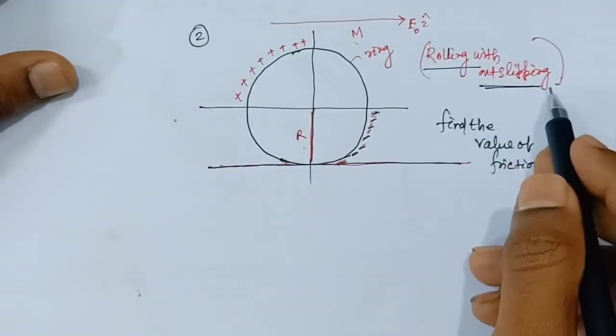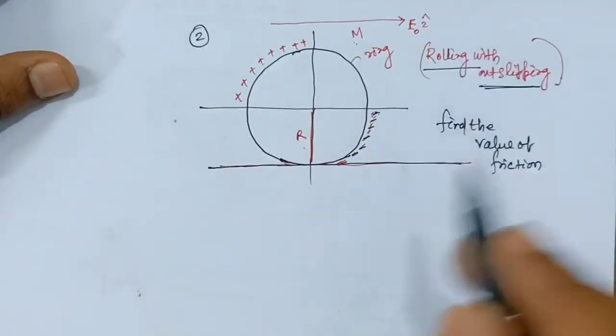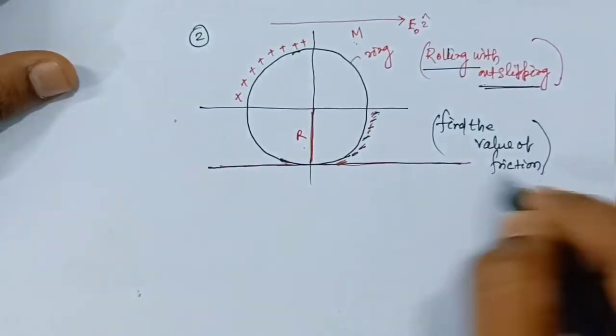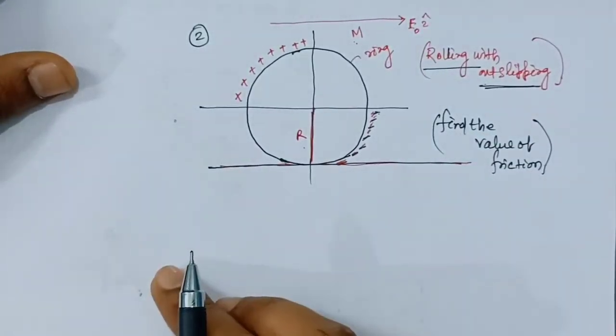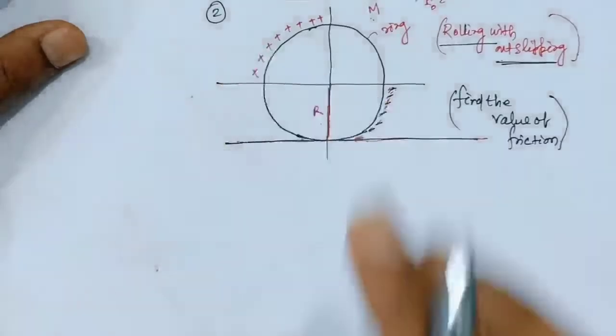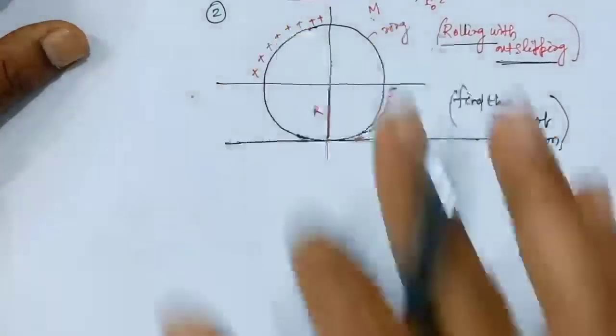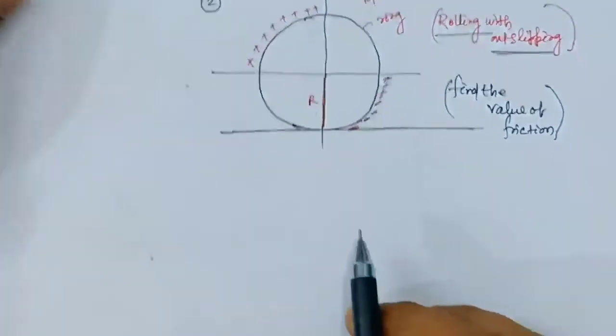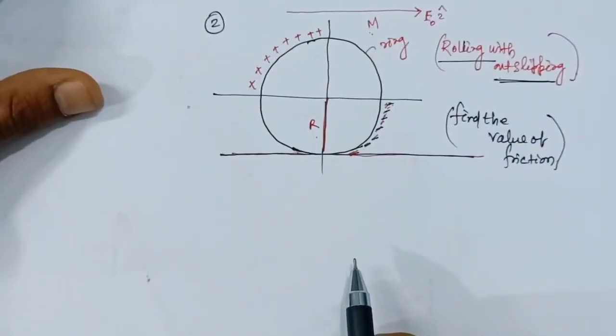The question is: if pure rolling is happening without slipping, find the value of friction. How much is the friction's value, the question is asking. If this kind of question is framed, we have to think about it. First, this ring is an extended body. So what will a student think first?